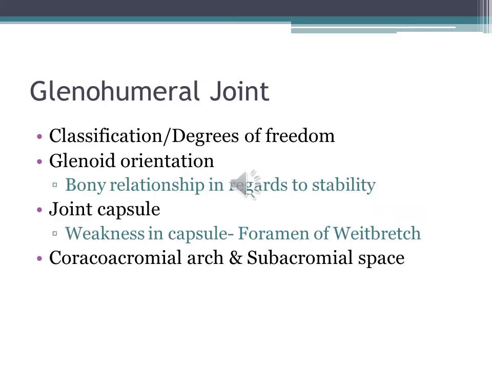So now looking at the glenohumeral joint, we look at the classification, the degrees of freedom. So we have obviously a diarthrodial joint. It's a ball and socket joint with 3 degrees of freedom of motion. So think about what the 3 degrees means as far as the shoulder, so what motions take place there.